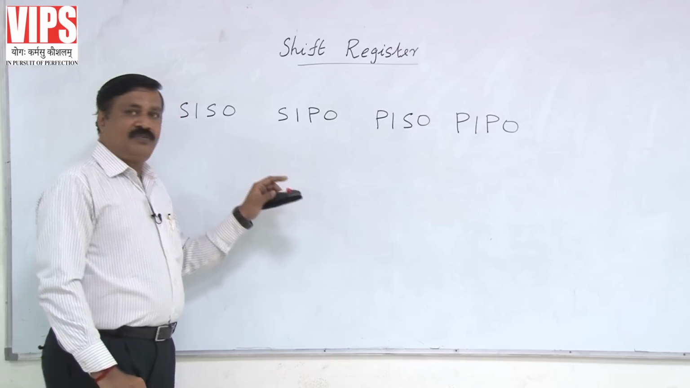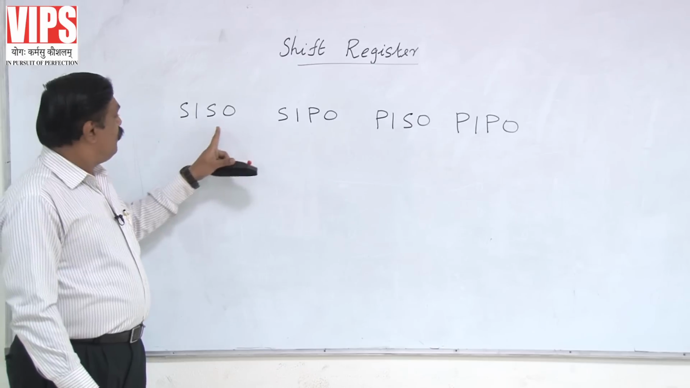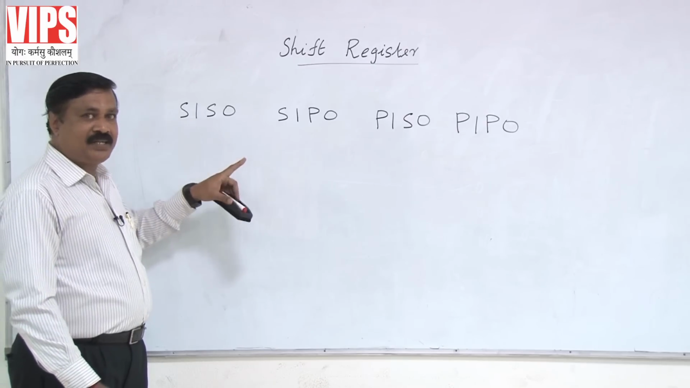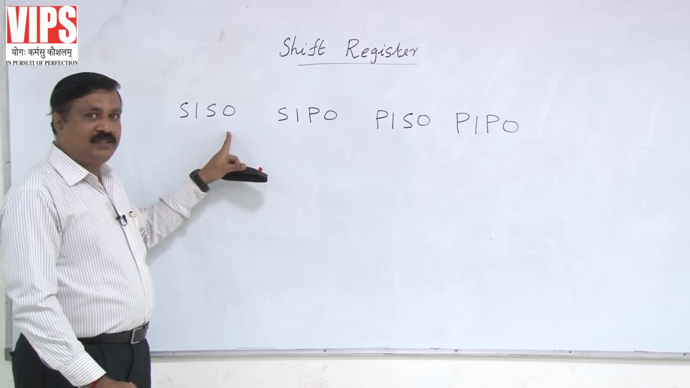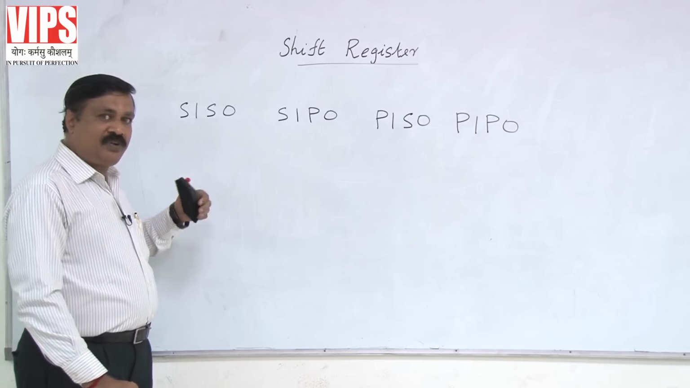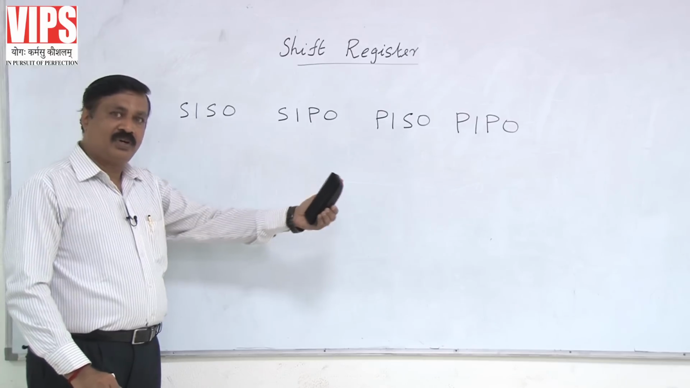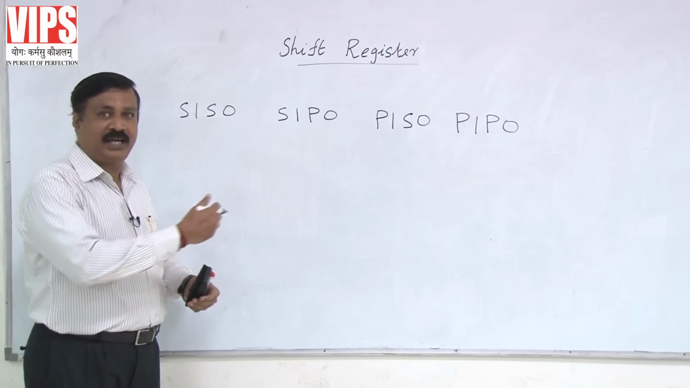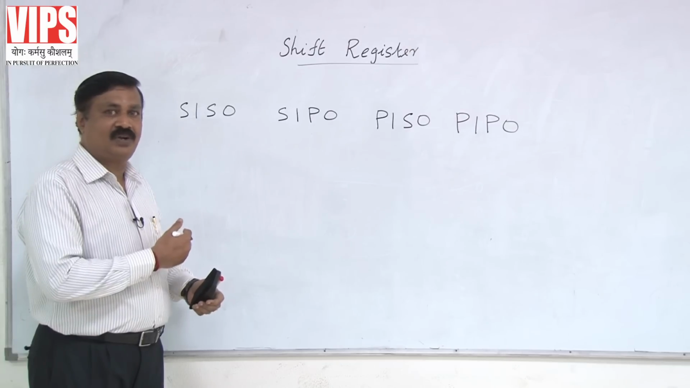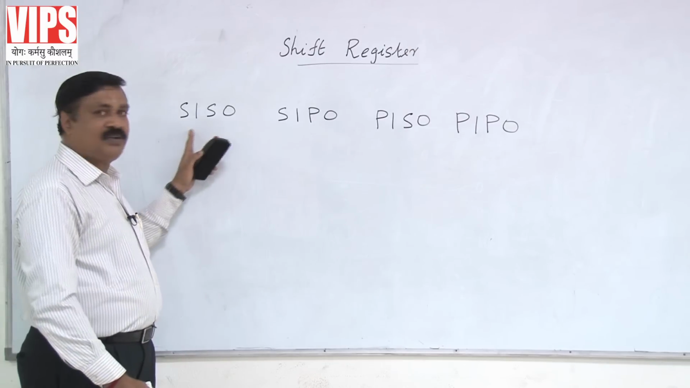Now let us see serial in, serial out, and bidirectional. Bidirectional means it is also serial in, serial out, but data can be sent from left to right as well as from right to left. Data can travel in both directions. Therefore, it is called bidirectional. First, let us see serial in, serial out.